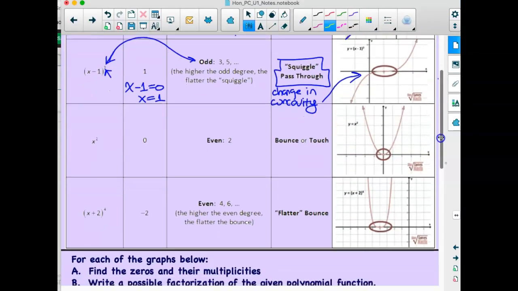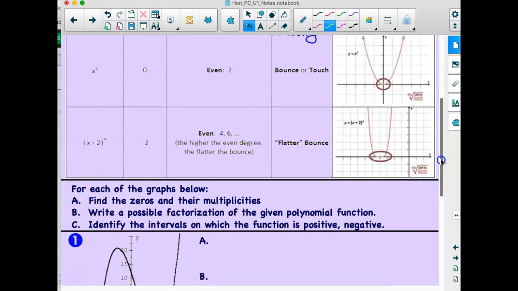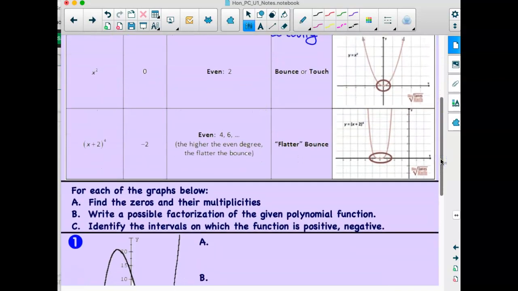Now even is very much like odd, except instead of going in quadrants 1 and 3, it's in quadrants 1 and 2. So x squared, that's an even number, even degree. And this has an x-intercept at 0, or root at 0, and it either bounces or touches, you could say. Now it could also cross the x-axis at 2 places, but in this case it bounces. That general shape is what we're looking at there. Even, it bounces or it touches there.